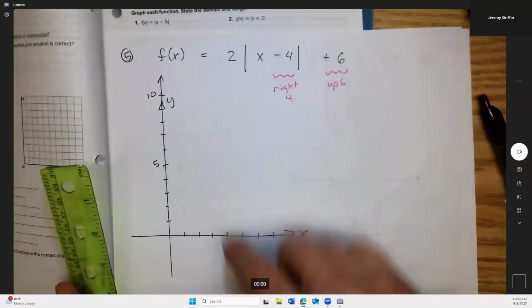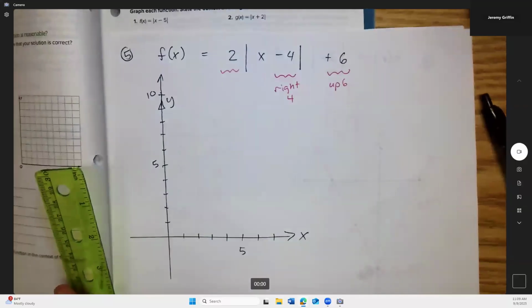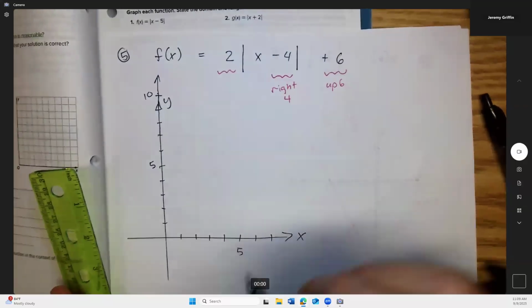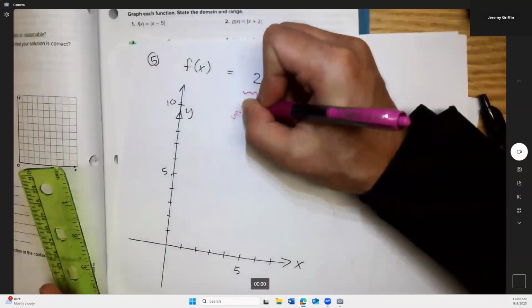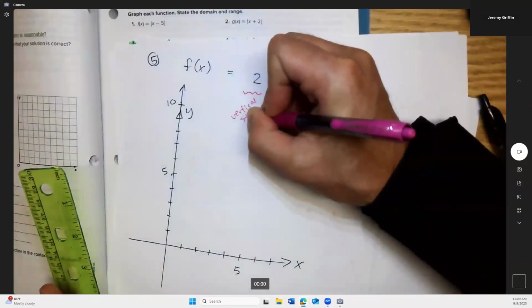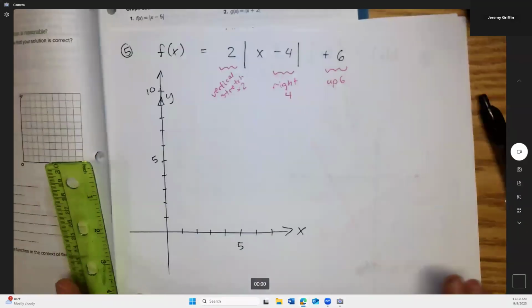Okay, and there's one more transformation I'm looking at. You guys see this 2? That means to do what? Could that be a vertical stretch of 2? Yeah. So vertical stretch times 2.